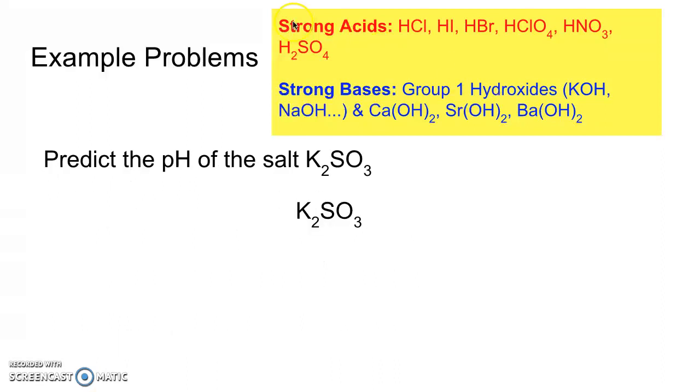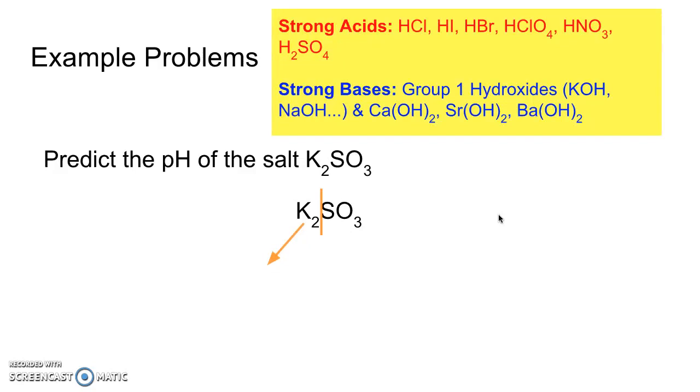Okay, so let's say for this one, we're predicting the pH of the salt K2SO3. This is potassium sulfite. The first step is to break it down into its anion and cation. So we'll do this together, write that salt down. And then we're going to split this up. The cation is the potassium part and the anion is the sulfite part.